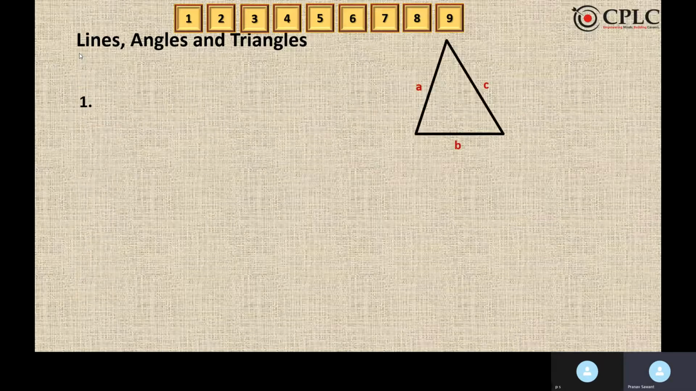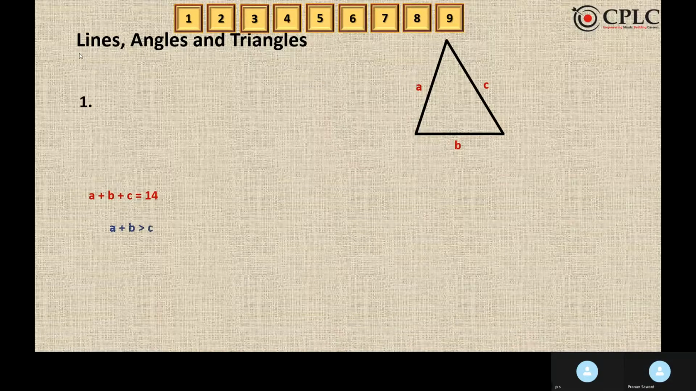Now, this is a triangle. A, B and C are the sides of the triangle. So we have to make use of the properties. The first property is perimeter, that is, the sum of all the sides is equal to 14. Now, the sum of any two sides is greater than the third side. This is a property of a triangle.